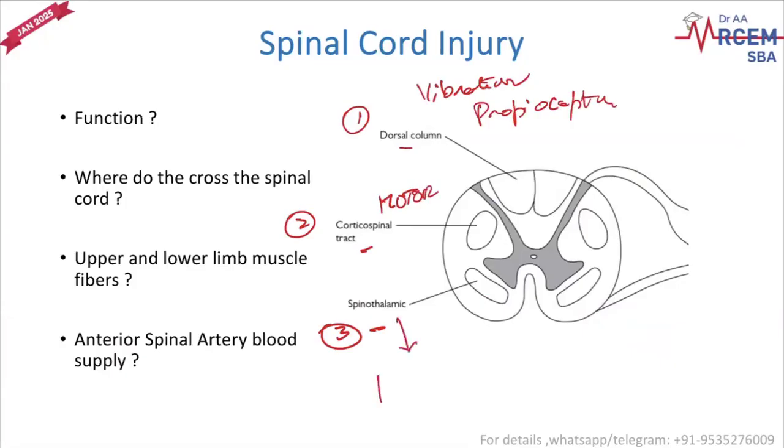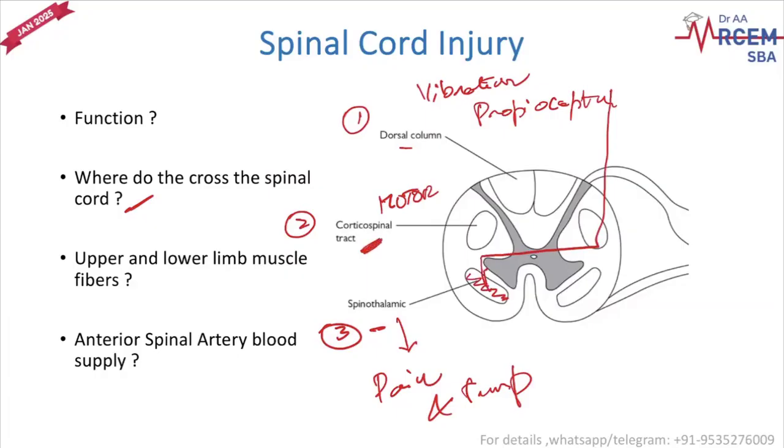Spinothalamic tract. The spinothalamic tract is mainly for pain and temperature. What do you need to be aware of? Where do they cross? They enter here. So this is the spinothalamic tract. Where do they cross? They cross in the spinal cord itself. They go 1 to 2 vertebrae above, cross, and go up to the brain. So they cross in the spinal cord itself.